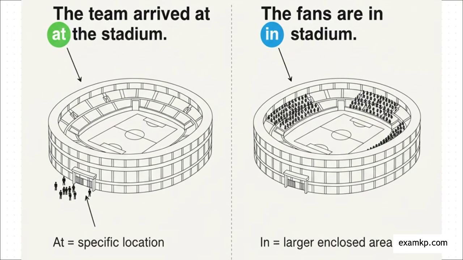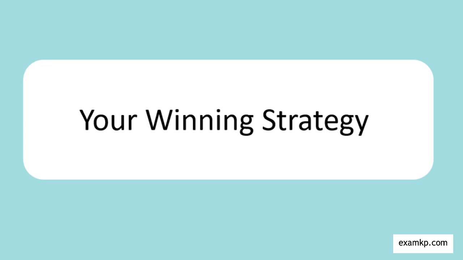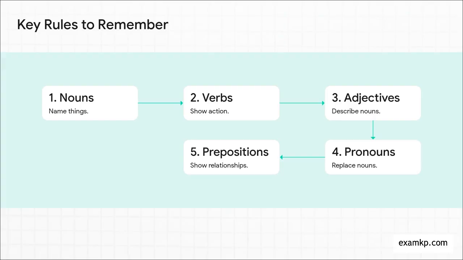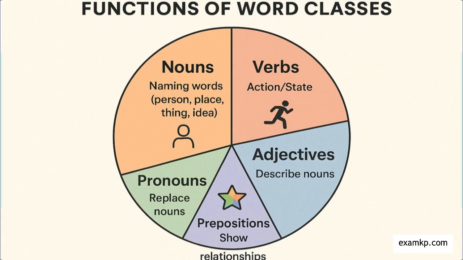You're really getting it. So let's lock this knowledge in. Section 5, your winning strategy. The most important thing to take away is the function of each word class. Let's do a super quick review. Nouns name, verbs show action, adjectives describe nouns, pronouns replace nouns, and prepositions show relationships. If you can just focus on these simple jobs, you can figure out almost any word in a sentence.